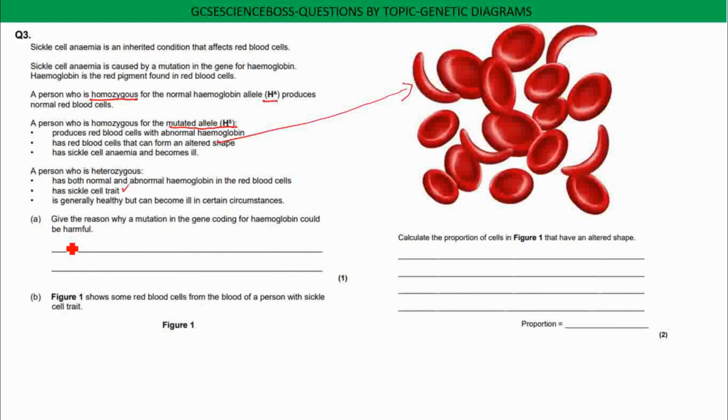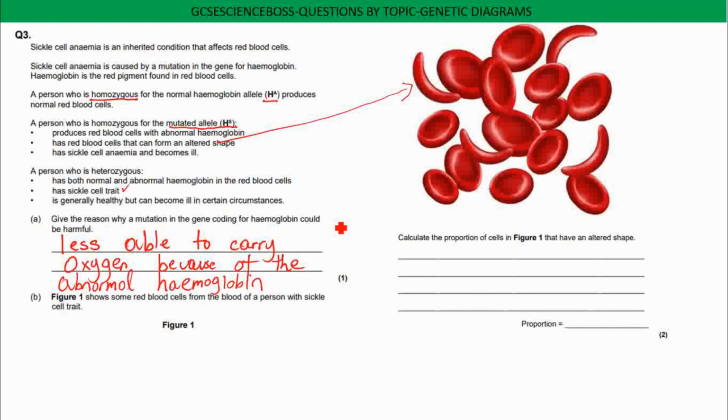It's only worth 1 mark. So we could say that it is less able to carry oxygen because of the abnormal hemoglobin. So it can still carry oxygen, but it is less able to carry oxygen, which means it's carrying less oxygen. Alright. Next question.